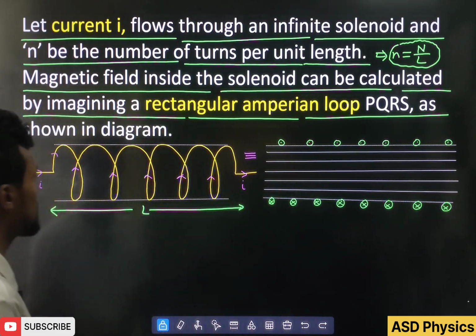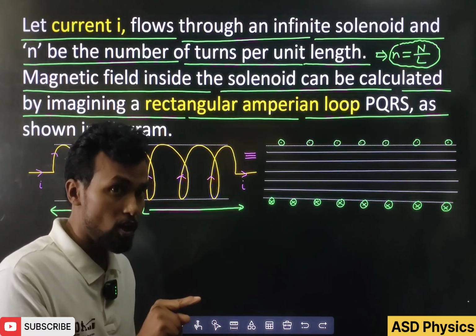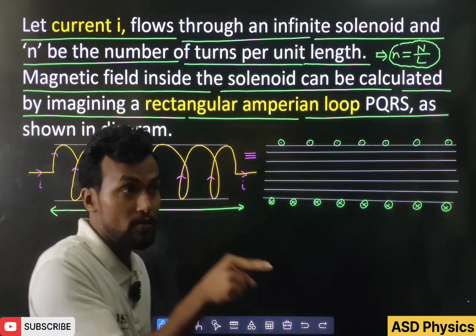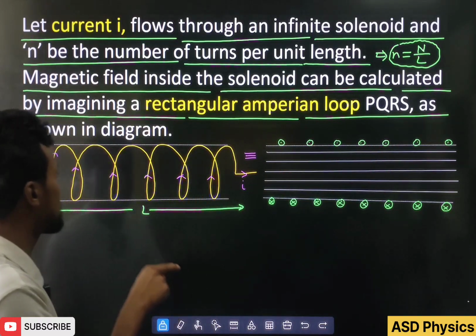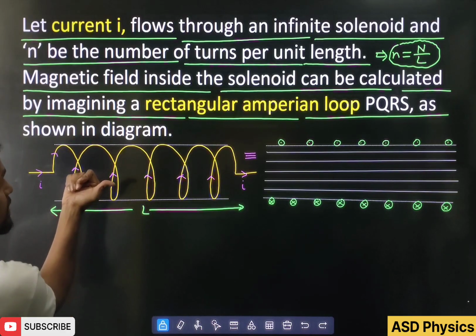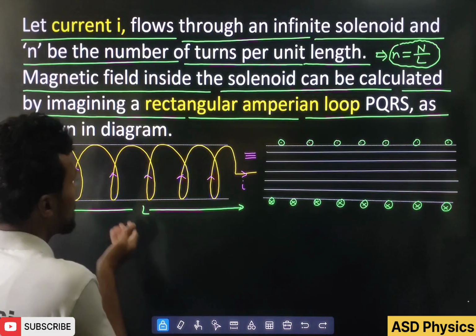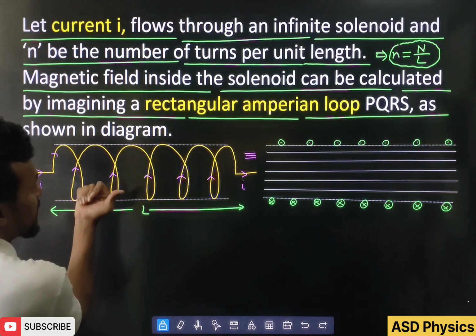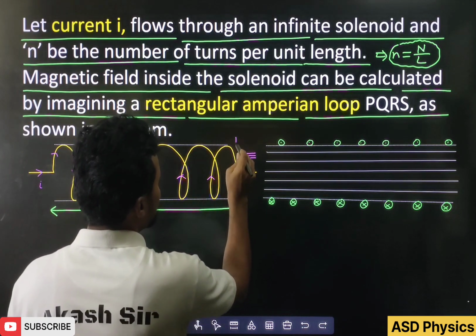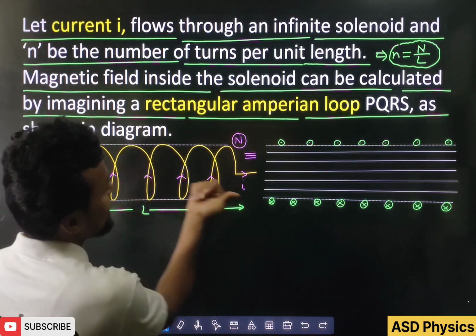You can see very well the current is going like this, that means upward towards you, downward away from you or inside the board. So like this the current is flowing. When the current flows like this, curl all your fingers along the current, then the thumb will indicate the direction of the north pole. Again I am telling, curl all your fingers along the current, then the thumb will indicate the direction of the magnetic field, or we can say the direction of the north pole.